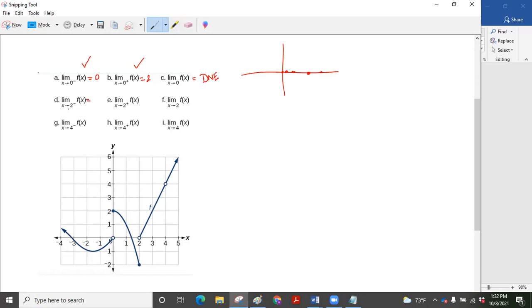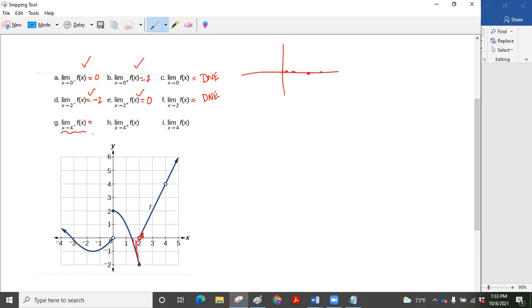The next question is asking us what is the limit as x approaches 2 from the left. So as we're coming from the left, so this is 2 here, we see that our graph is essentially approaching -2. As we approach 2 from the right, so now we're coming in from this way, we see that our y value is directly on the x-axis, which means our limit there is 0. Which means the limit from the left and from the right of 2 does not match, therefore the limit does not exist. So as we approach 2 from the left and from the right, the general limit doesn't exist because both those values don't match.